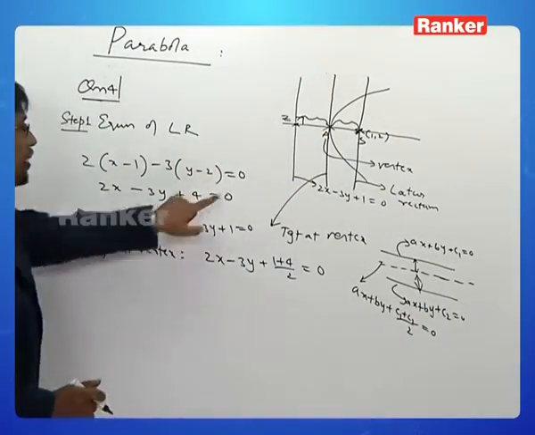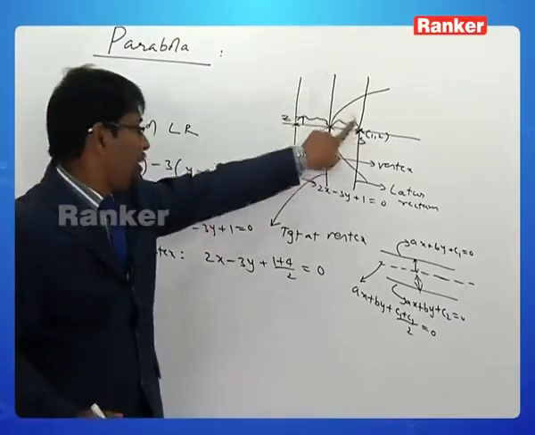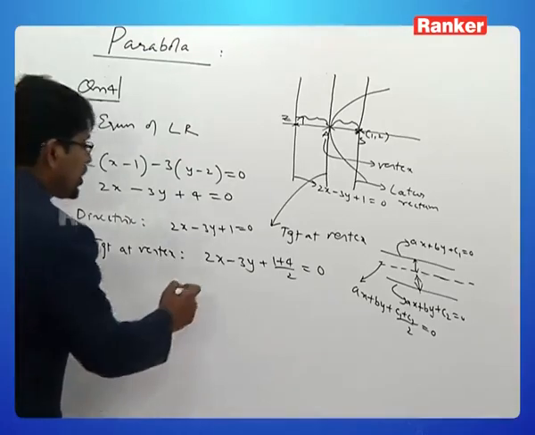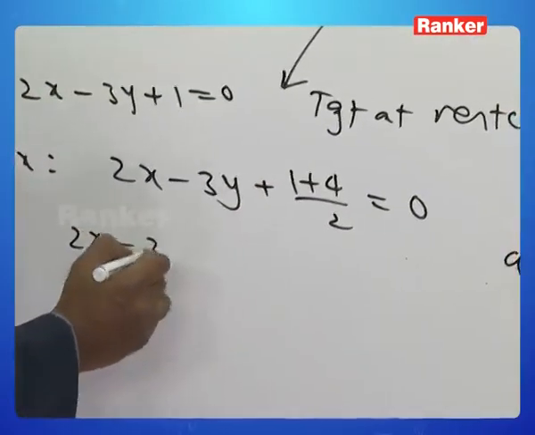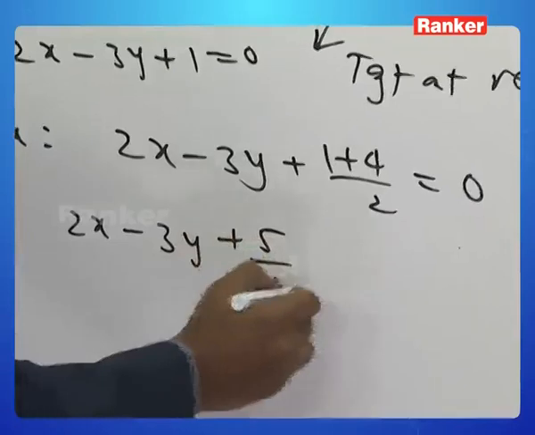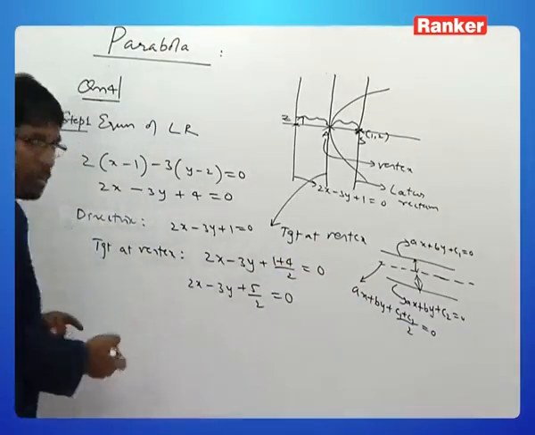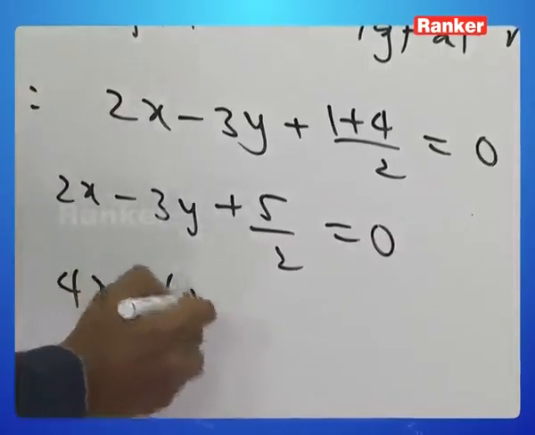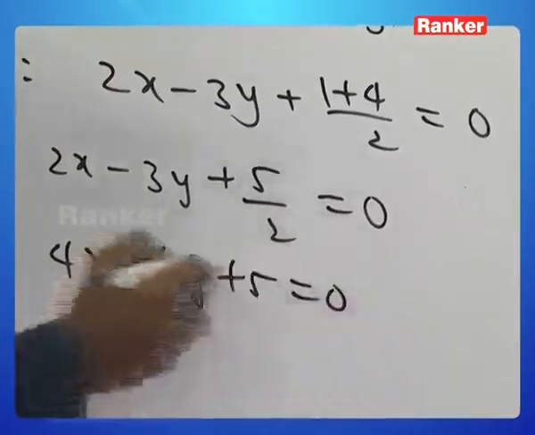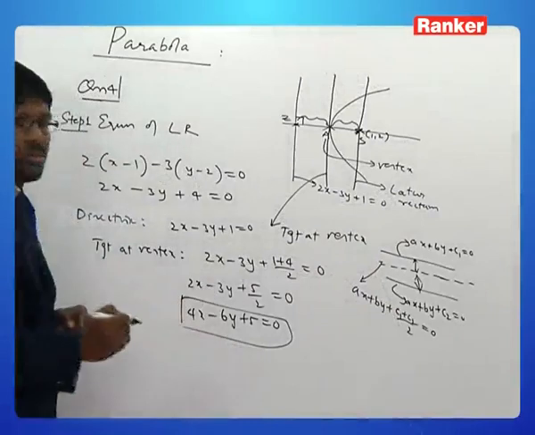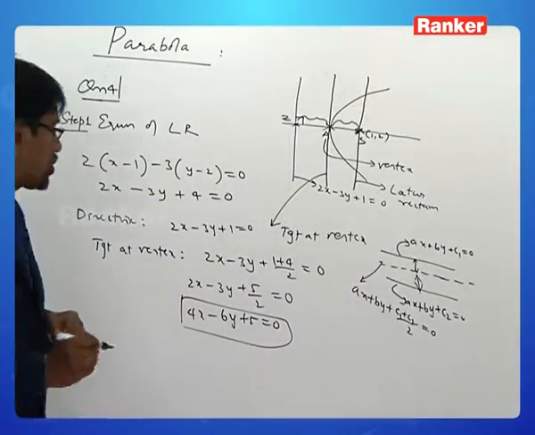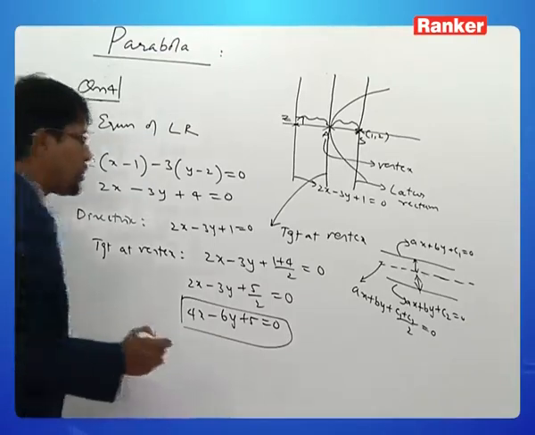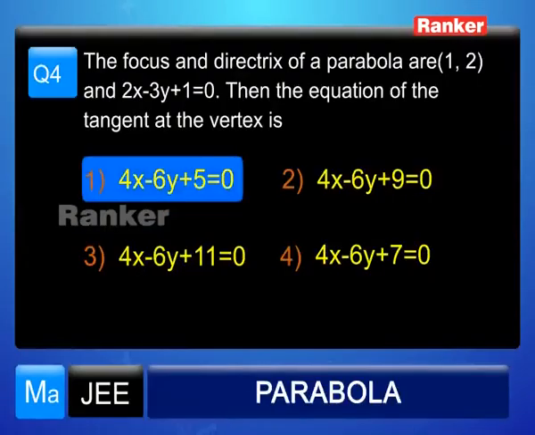So the line in the middle of these two lines, the tangent at the vertex, can be given by 2x minus 3y plus 5 by 2 equal to 0. We will multiply by 2 to avoid this fraction: 4x minus 6y plus 5 equal to 0 is the tangent at the vertex, and that is clearly appearing in option 1. So option 1 is the right answer.